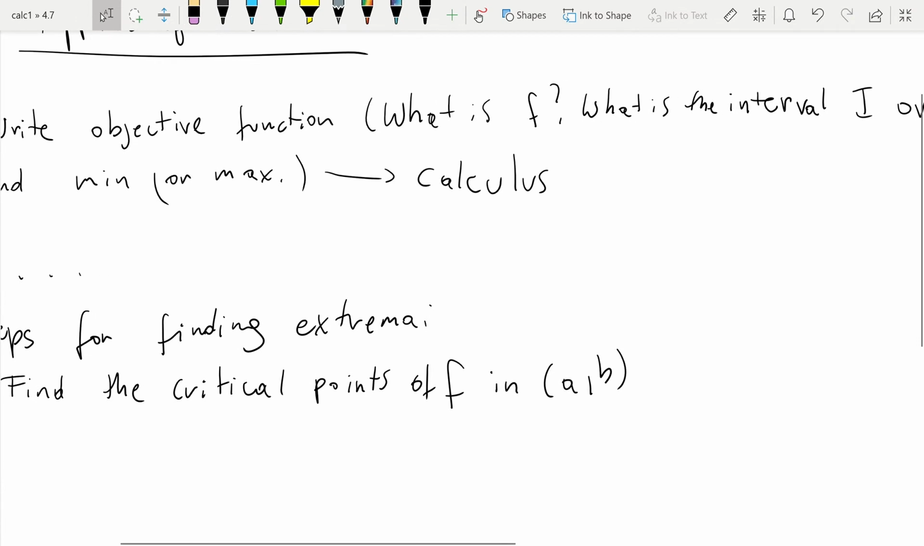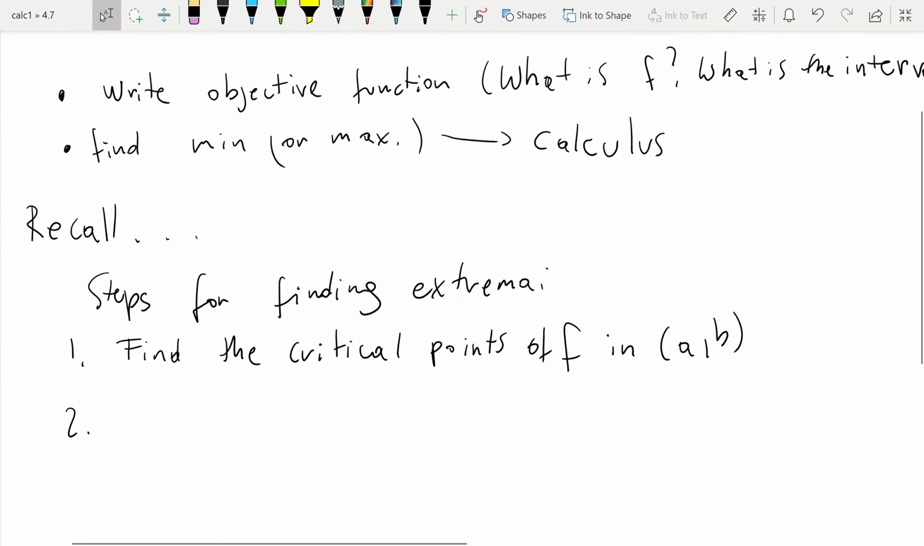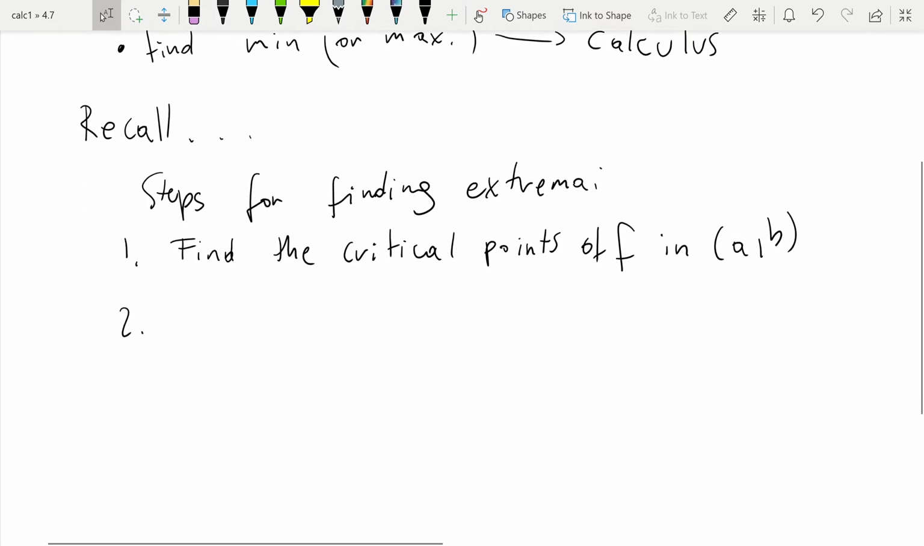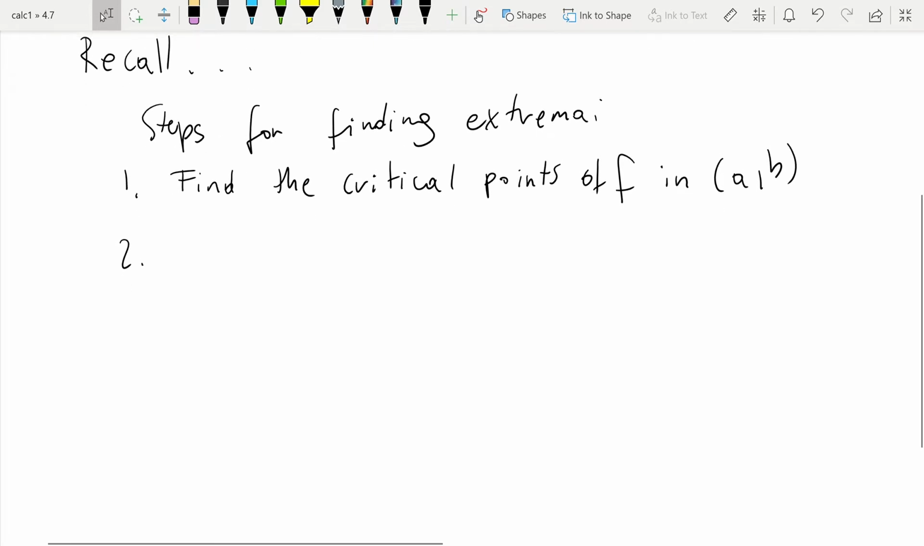For instance, there are some quantities that cannot be negative, such as length and stuff like that. And so the function can be defined only for positive values of the variable x. So that's what you need to extract from the wording of the problem. So A, B, and the interval over which f is defined, you need to find out. But no matter what, you need to find the critical points of f inside the interval, so in the open interval AB.